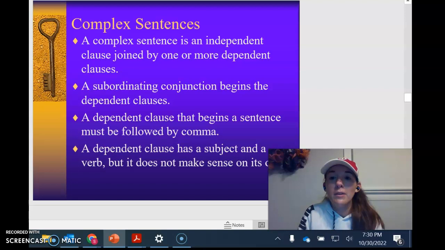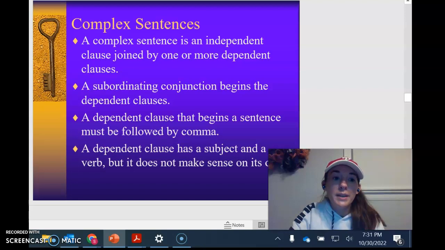So we learned about independent and dependent clauses earlier in our class. A subordinating conjunction begins the dependent clauses, and a dependent clause that begins a sentence must be followed by a comma. A dependent clause has a subject and a verb, but it does not make sense on its own. So these are all things that we talked about earlier, and now we're going to be combining them.